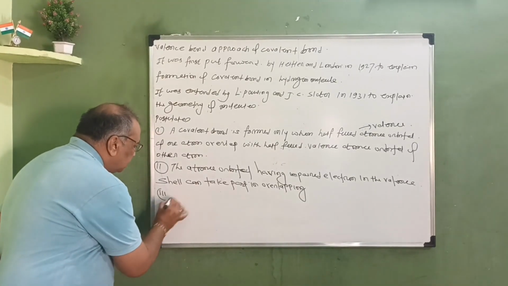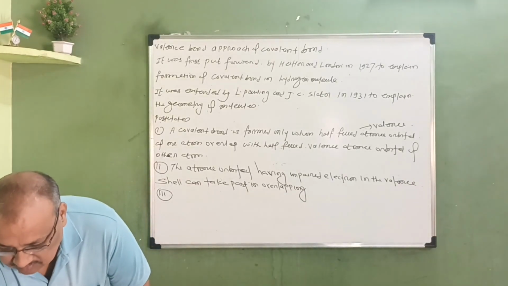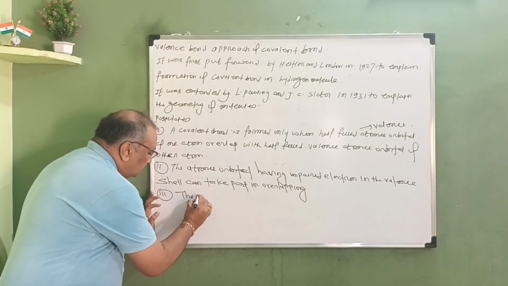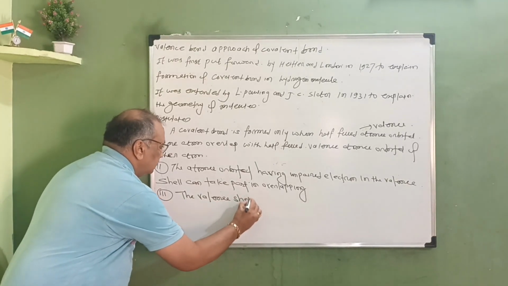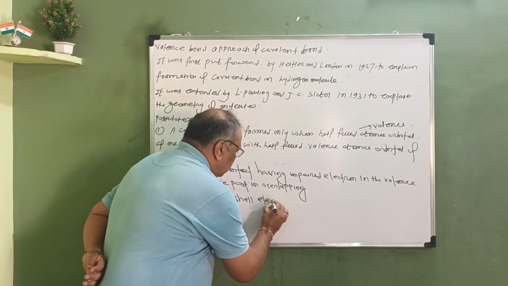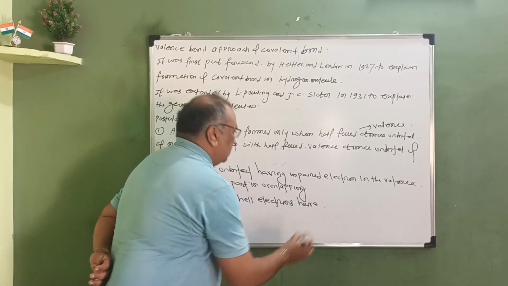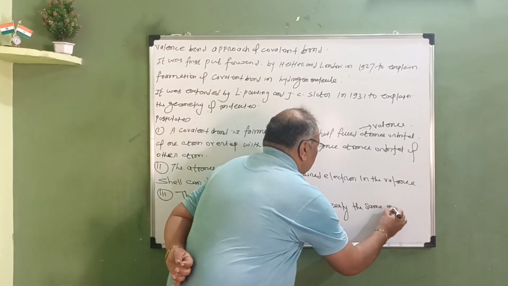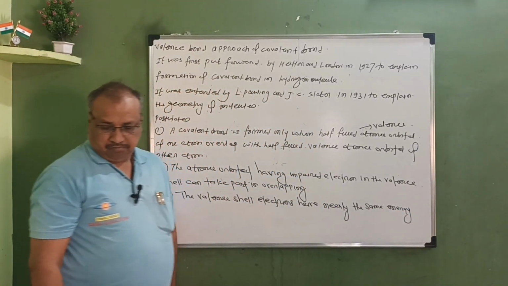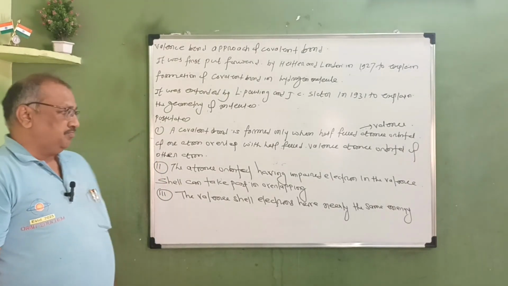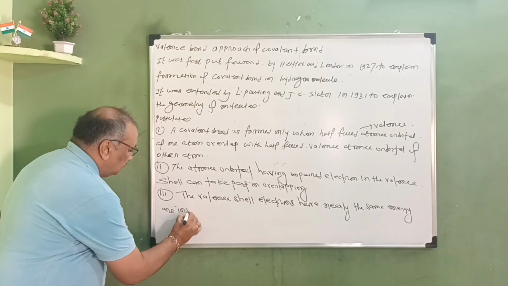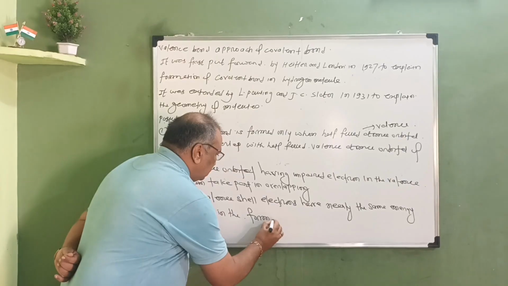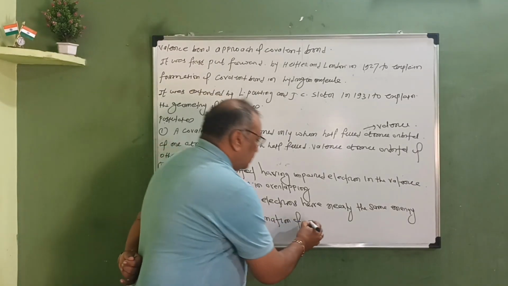Third postulate, the valence electrons that have nearly the same energy are involved in the formation of covalent bond.